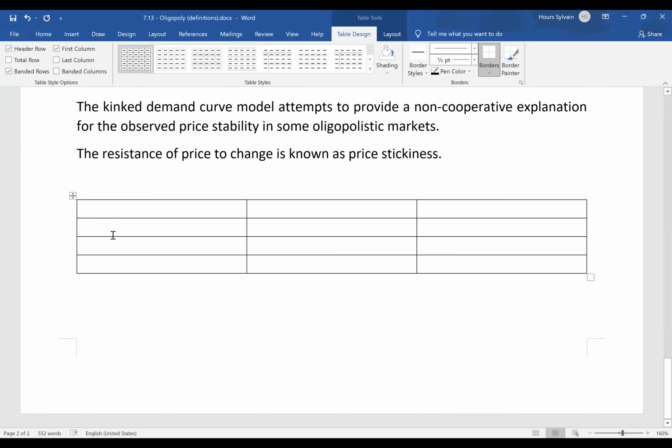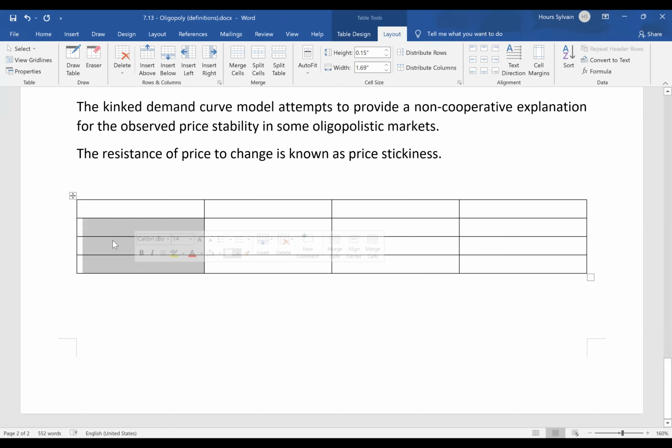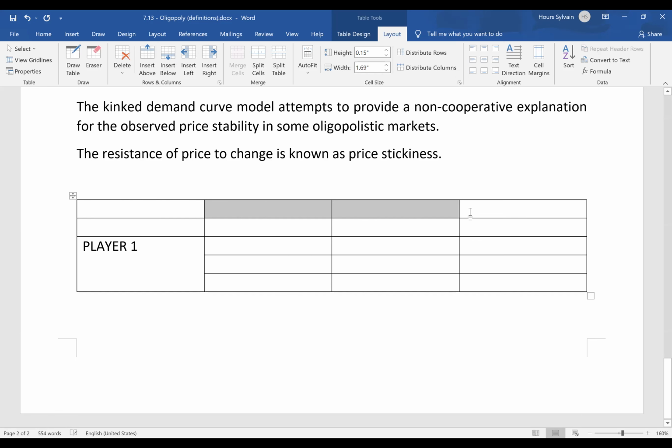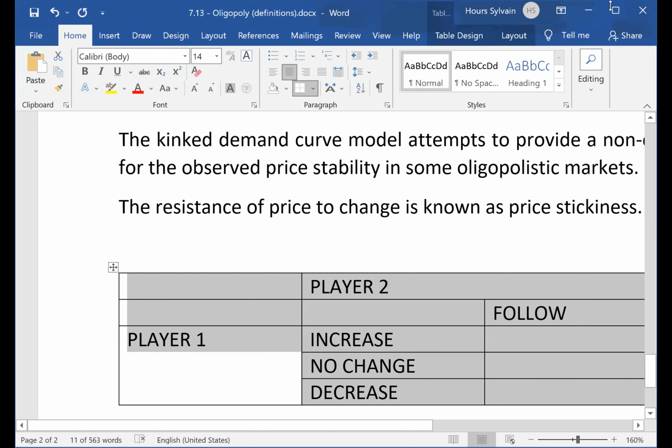So basically you could choose, this is one player, one firm. You would have here player one, so that's you. We would have player two. Maybe we can actually represent the kink demand curve model with a payoff matrix, who knows? So player two, you can not change the price, you can increase the price or you can decrease the price, and the other player can follow or not follow. That's essentially what we would be talking about, right? Follow or not follow.